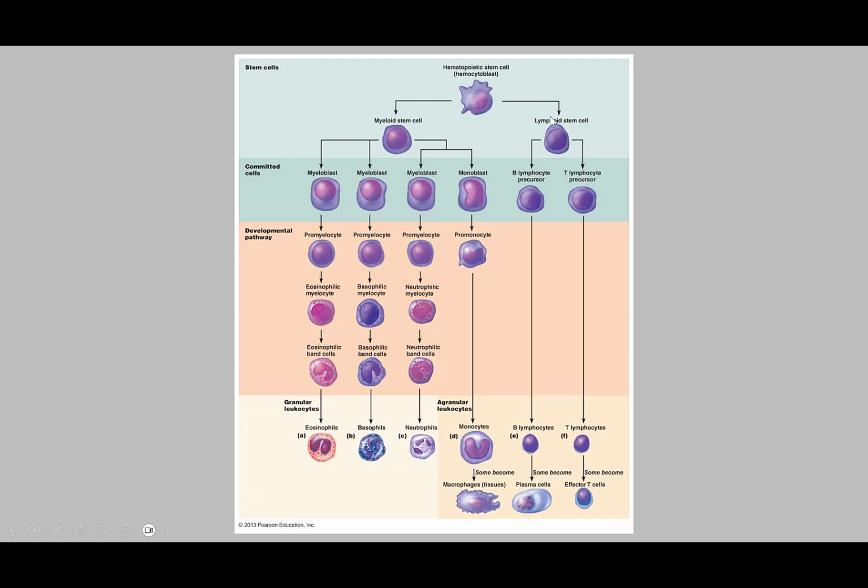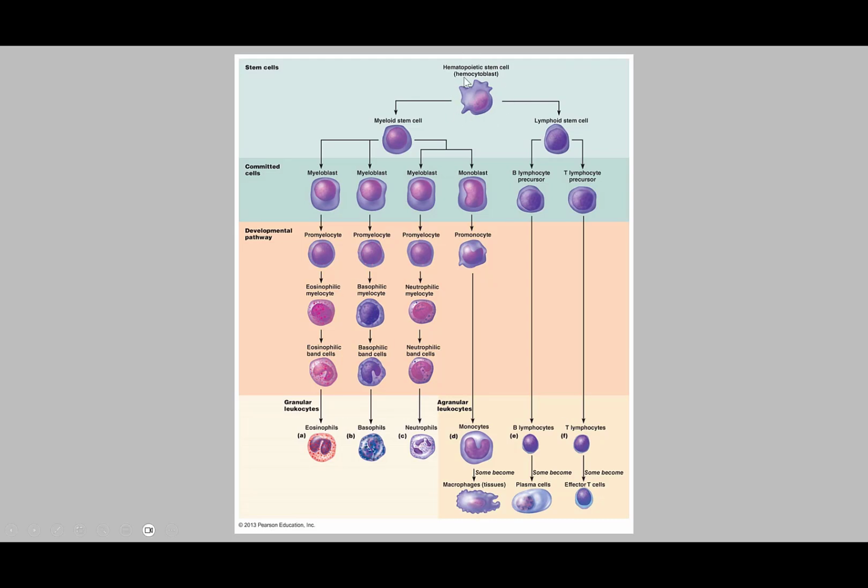Let's look at lymphoid stem cells first because there's less going on. Lymphoid stem cells divide to produce either B lymphocytes, B cells, or T lymphocytes, T cells. So that's what we have down here. Don't worry about the intermediate. Just know hemocytoblast, lymphoid stem cell, and then either B or T lymphocytes. We can see that B or T lymphocytes can become other things also. We will talk about that when we get to the immune system.